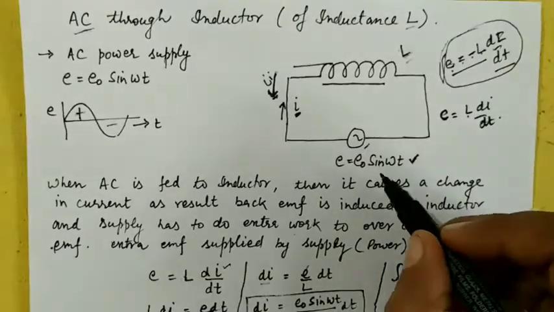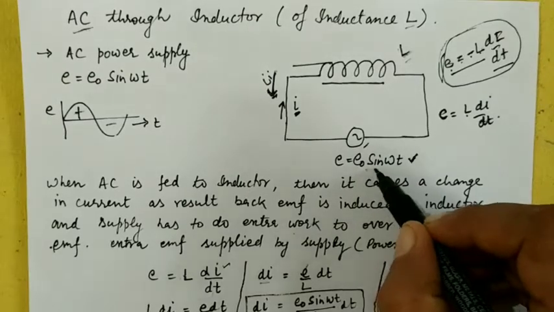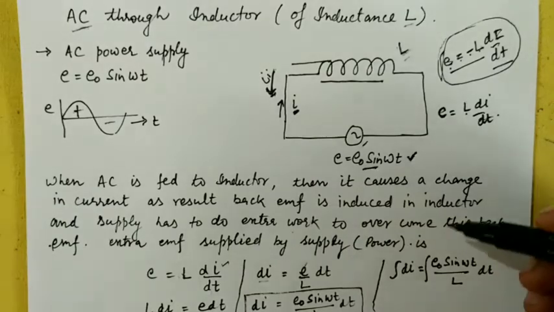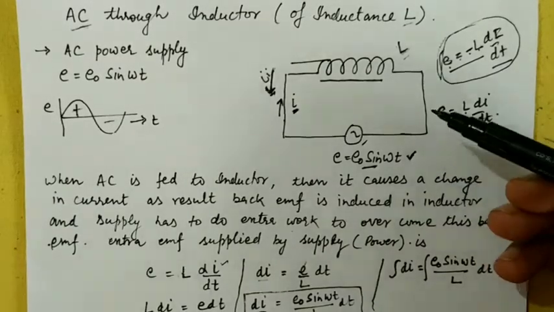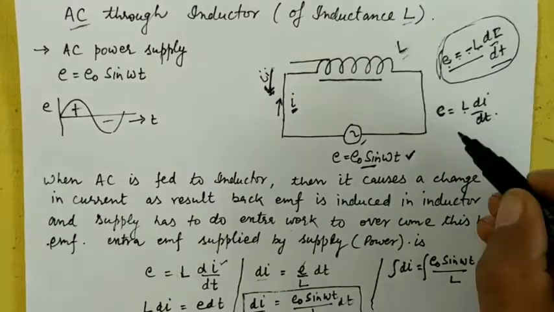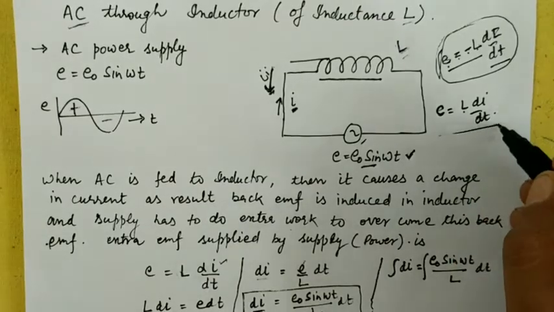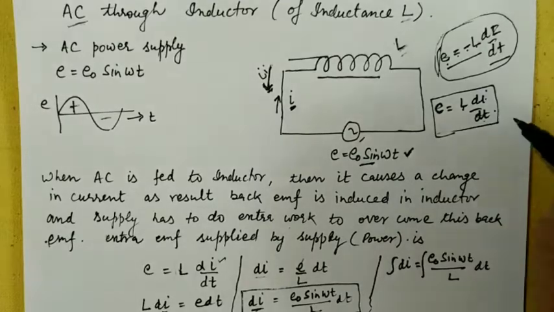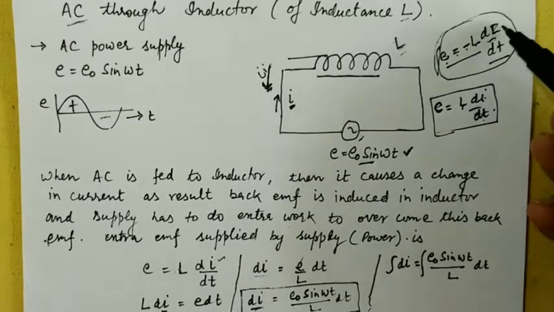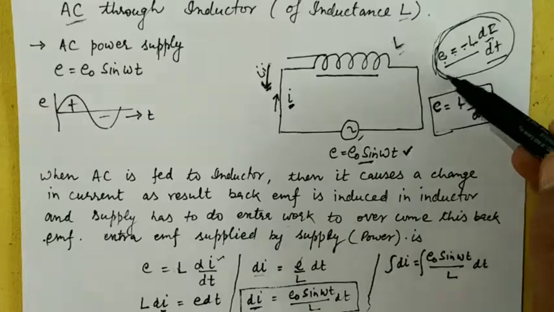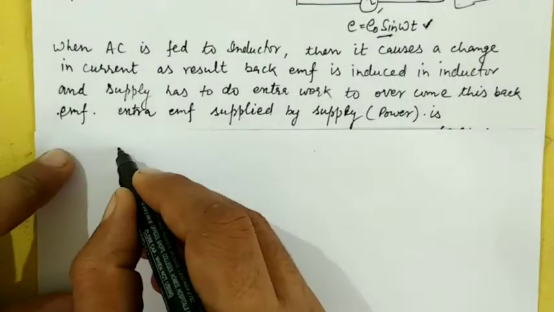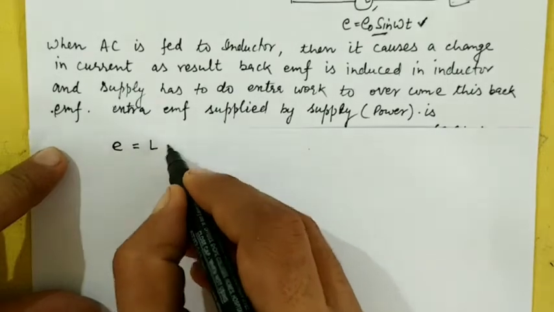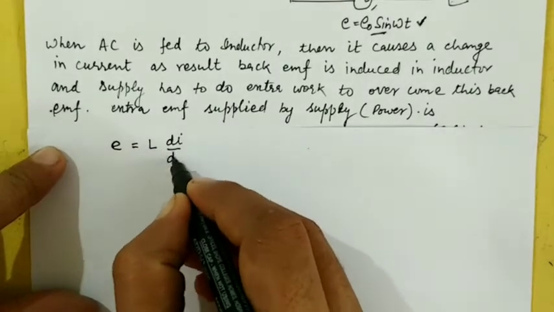So this power supply has to maintain this current. It needs to supply an extra potential. That extra potential is equal to E is equal to L di by dt, to compensate, to overcome, to minimize this opposing EMF. So the EMF supplied by the battery is equal to L di by dt.